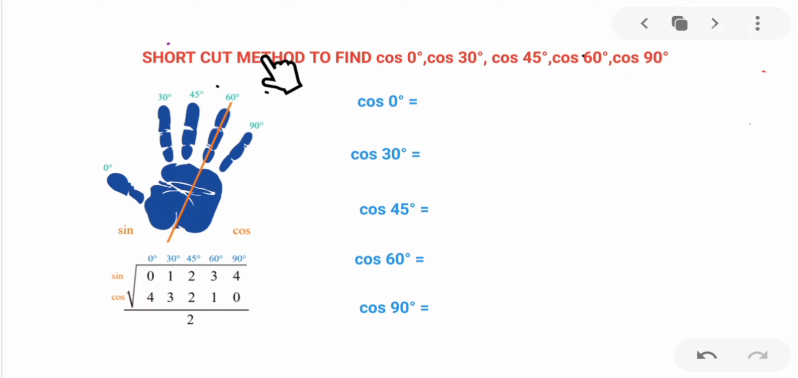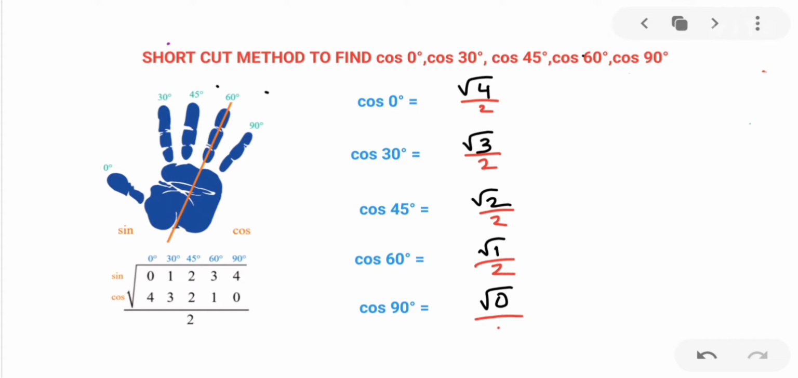Now let us understand the shortcut method to find out the cos standard values, that is cos 0, cos 30, cos 45, cos 60 and cos 90. In this shortcut method, we have to write it in reverse order. So first you write root 4, come in the decreasing order from root 4, then root 3, then root 2, root 1 and root 0. And divide the numerator by 2 everywhere. So root 3 by 2, root 2 by 2, root 1 by 2, root 0 by 2. So root 4 by 2 is 2 by 2, which is equal to 1. Root 3 by 2 is root 3 by 2.